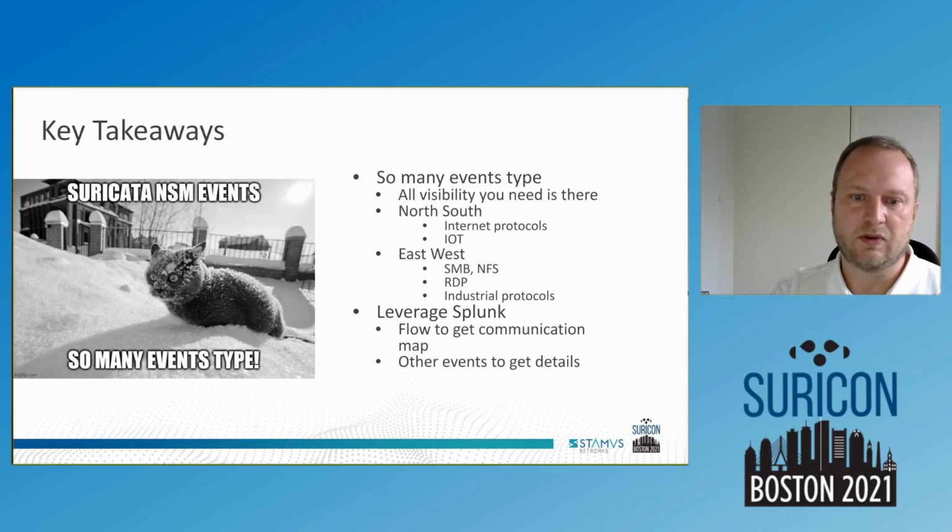So something that we can do with Splunk with regard to this data is to use the flow entry, but we also have a communication map between the different points, and we can get into the detail with the other events. So really, you can explore, you can hunt on this type of data, and it's really valuable for the visibility on the network.